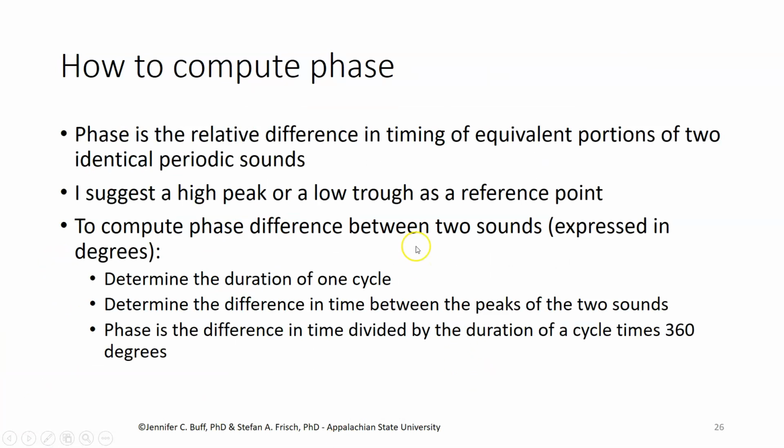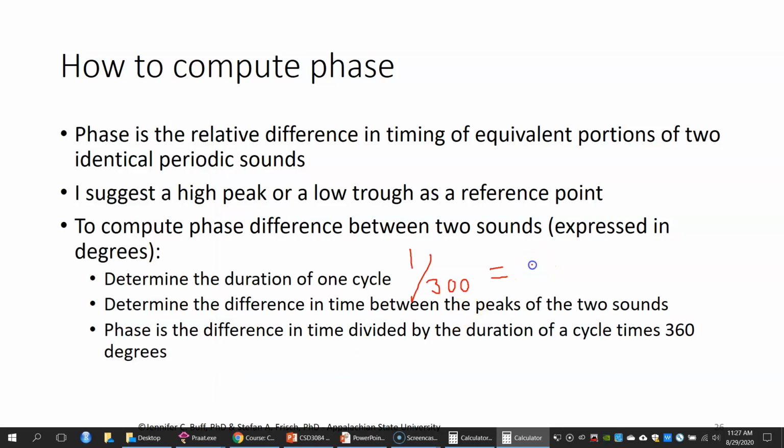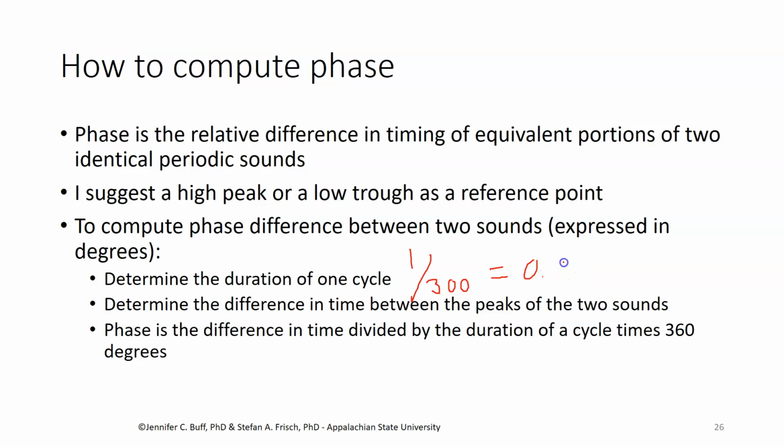Duration of one cycle is going to be computable from the frequency. 1 over that 300 Hertz is going to give me the period. That'll be something with some zeros and a bunch of threes. 1 divided by 300 is 0.00, and then lots of threes.